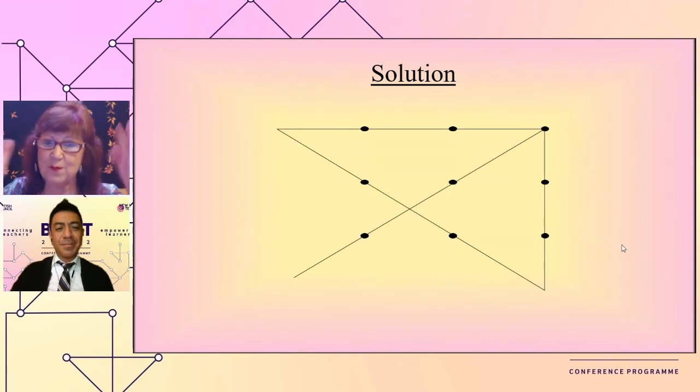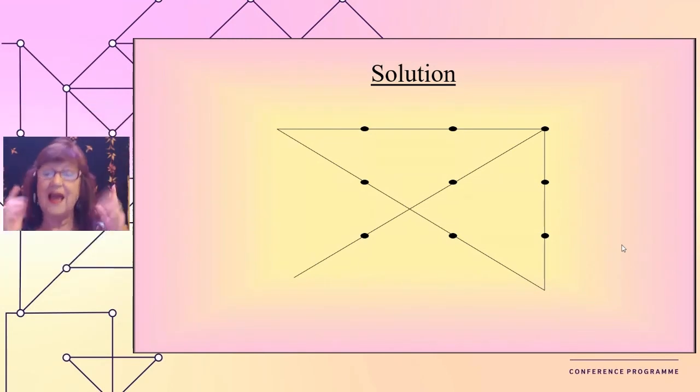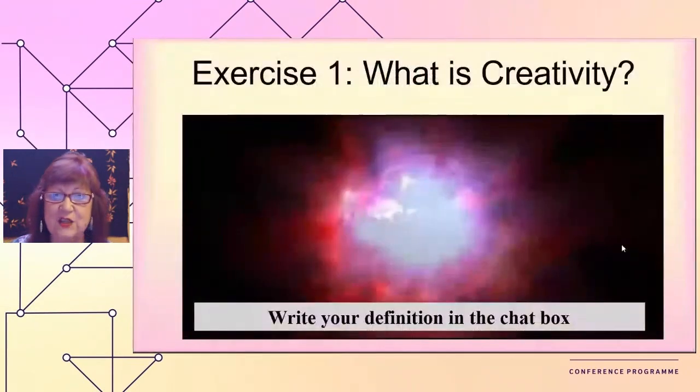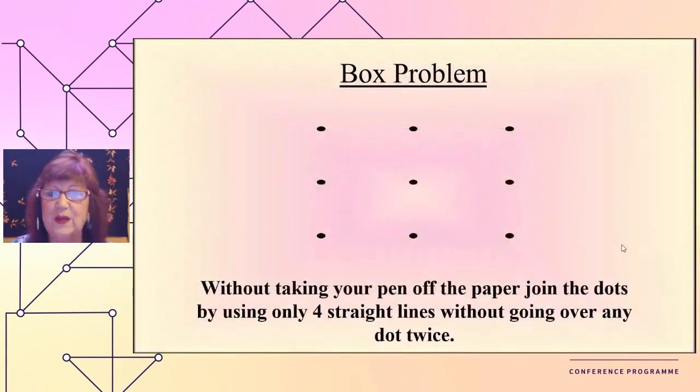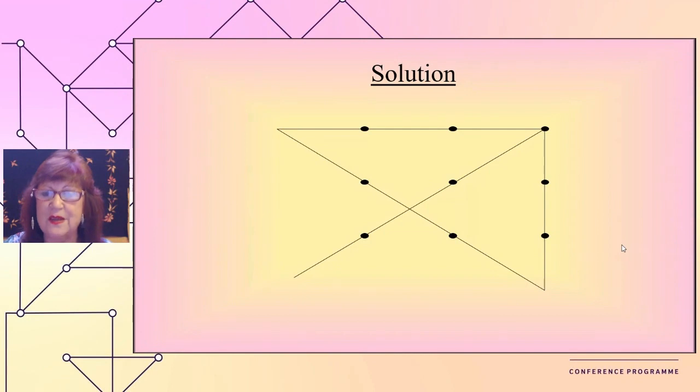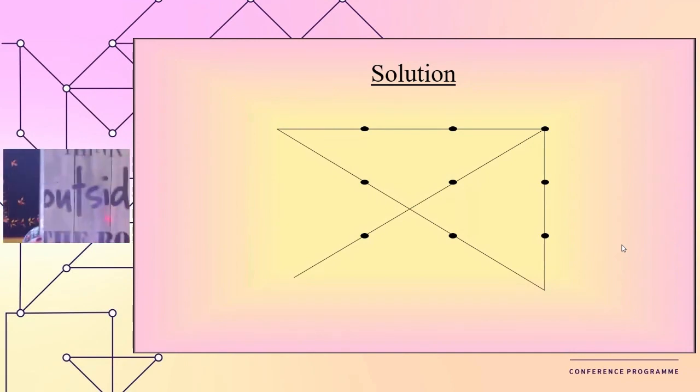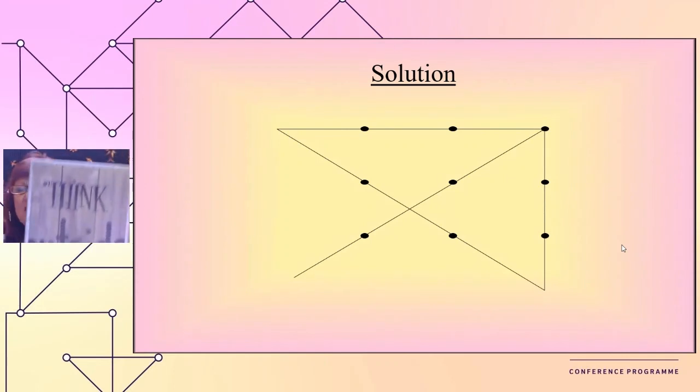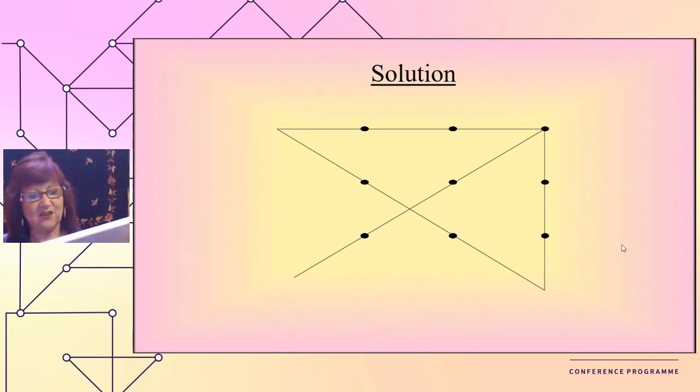And this is how our brain works. I cheated a little bit as well, because I did call it the box problem. So I made your brain think that it was a box. So you saw it as a box, and then you couldn't solve it, because very often, to be creative, we have to get out of the box. And in fact, this is a box that a friend of mine gave me, and it says on it, think outside the box. And that's exactly what I've just asked you to do.